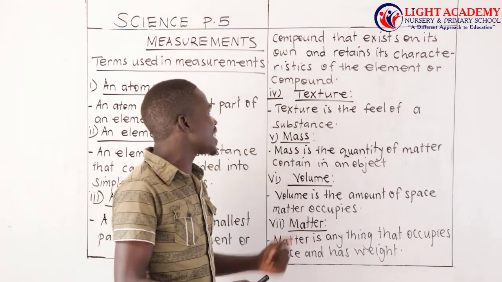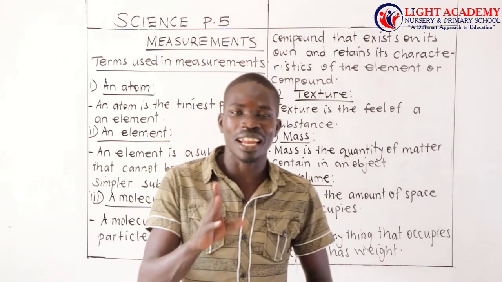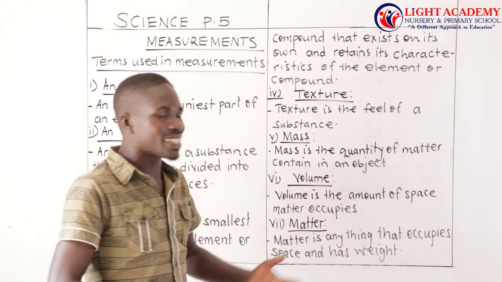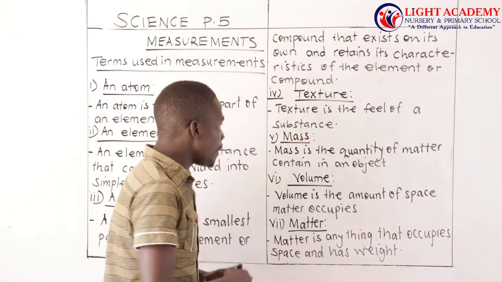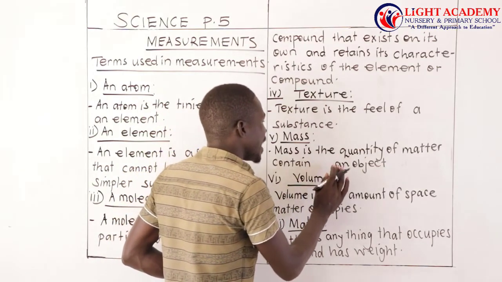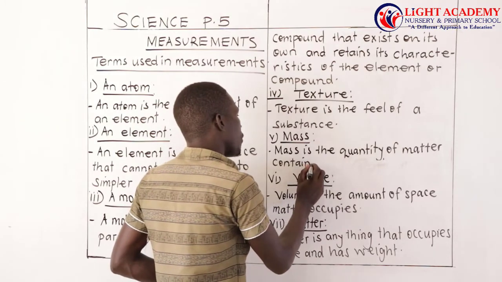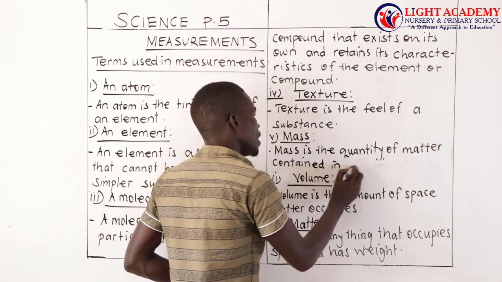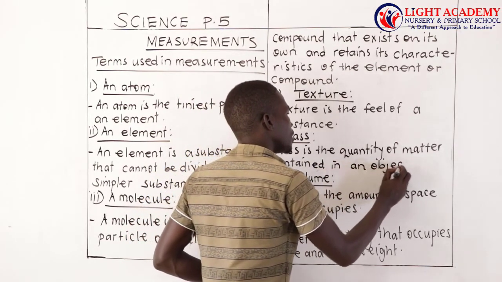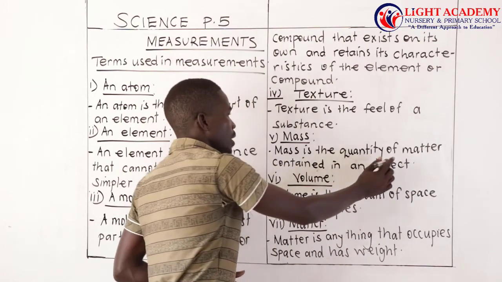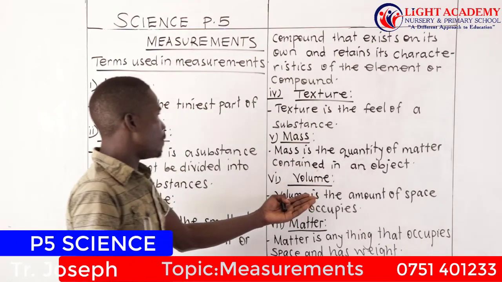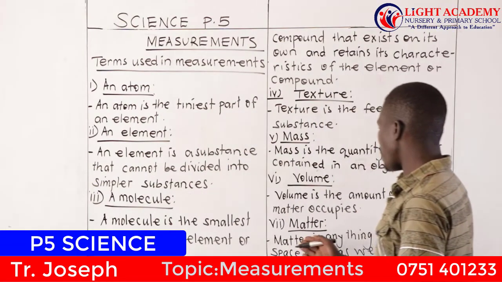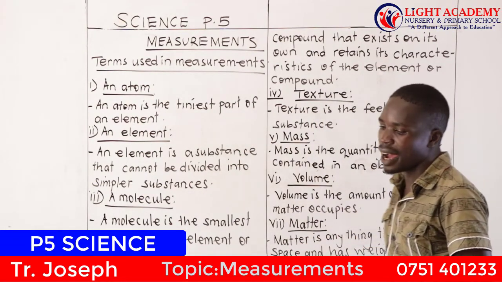Then texture is the feel of a substance. Texture might be rough, texture may be smooth, that's what we call texture. Then mass is the quantity of matter contained in an object. Then volume is the amount of space matter occupies. Lastly, matter is anything that occupies space and has weight.